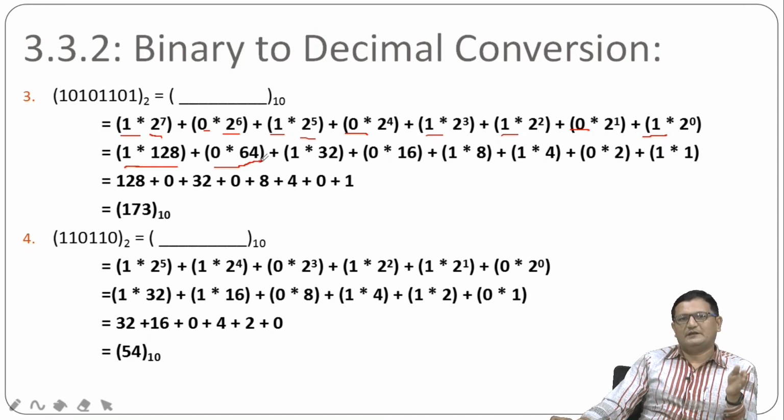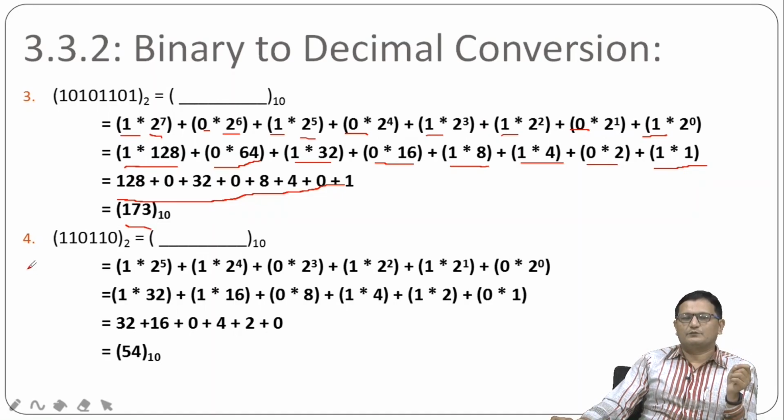If you do 2 into 2 into 2, 6 times, you will get 64. Similarly, 2 raised to 5 is 32, so 1 into 32. Similarly, 2 raised to 4 is 16, so 0 into 16. 1 into 8 because 2 raised to 3 is 8. 1 into 4 because 2 raised to 2 is 4. 0 into 2 because 2 raised to 1 is 2. And here you get 1 into 1 because any number to the power 0 is 1, right. Then you do the multiplication and sum up whatever numbers are there. So, you will get 173.